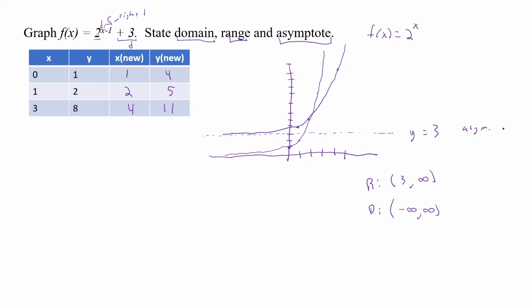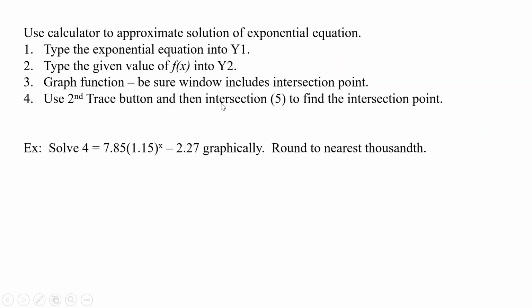Okay. And again, we just had to look and see what our base function looked like, which was just 2 to the x, and what did we do? Well, we subtracted 1, so that means we move right 1, and we added 3, so we moved up 3. Okay. So again, just using our transformations.